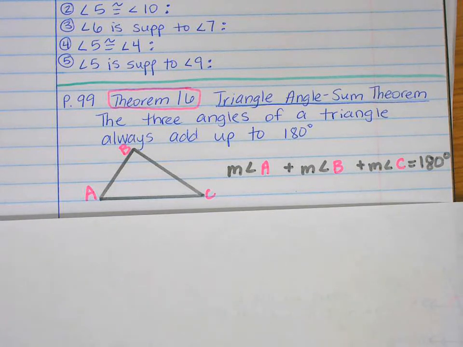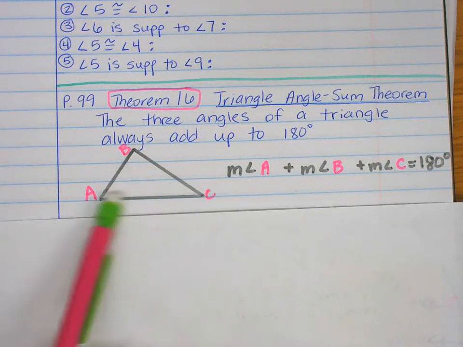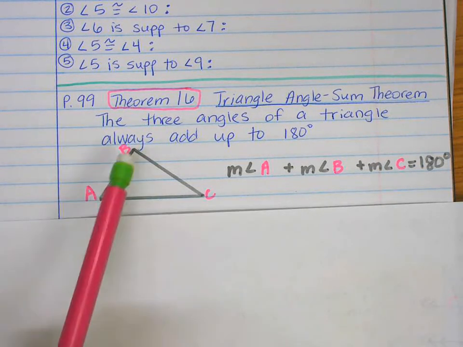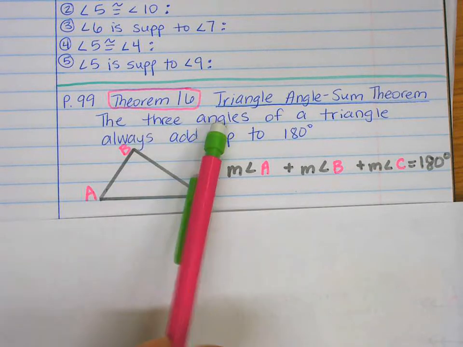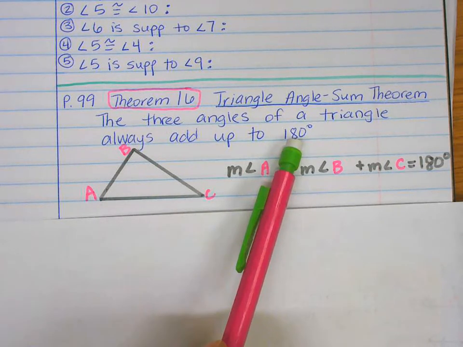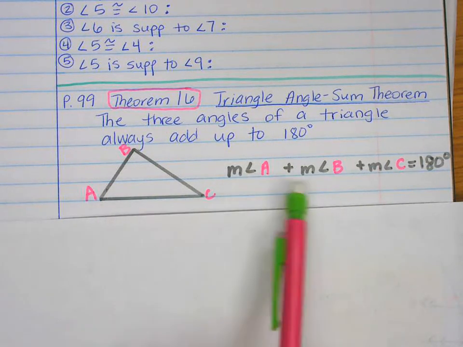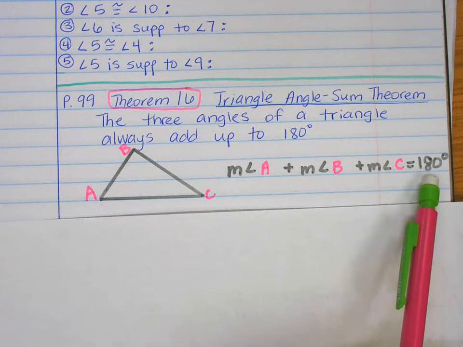So this is the triangle angle sum theorem. It's really important, and you may have actually learned about it before in previous math classes. So here is a triangle. It has angles A, B, and C. What the theorem says is the three angles of a triangle always add up to 180 degrees. So measure of angle A plus measure of angle B plus measure of angle C equals 180 degrees.